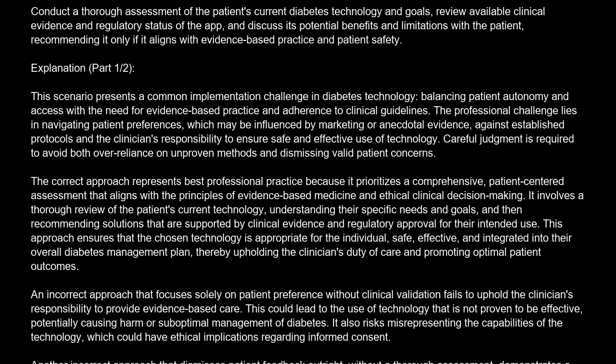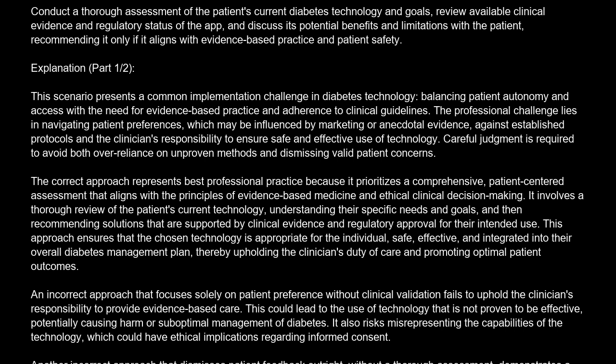The correct answer is A. Conduct a thorough assessment of the patient's current diabetes technology and goals, review available clinical evidence and regulatory status of the app, and discuss its potential benefits and limitations with the patient, recommending it only if it aligns with evidence-based practice and patient safety. Explanation.